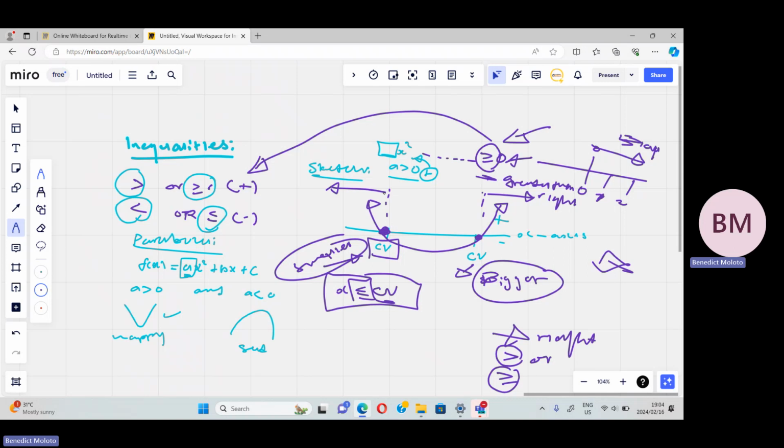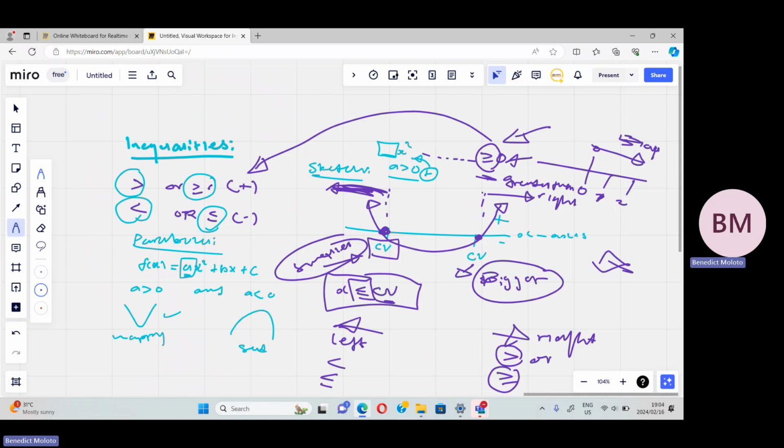Then to the left, on the Cartesian plane to the left, the graph is less than. Less than your critical value, or less than or equal to. Always, if it's to the left, less than or equal to, less than. To the right, greater than or equal to, greater than. Right. That is the principle.